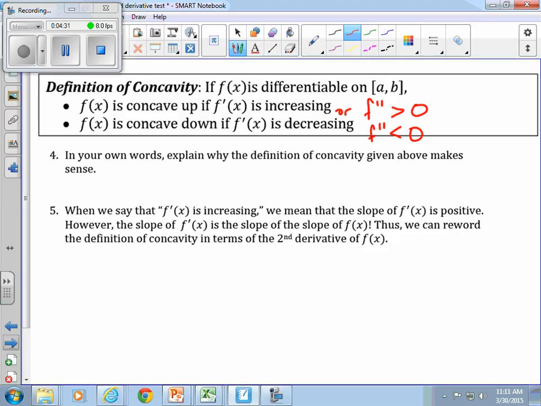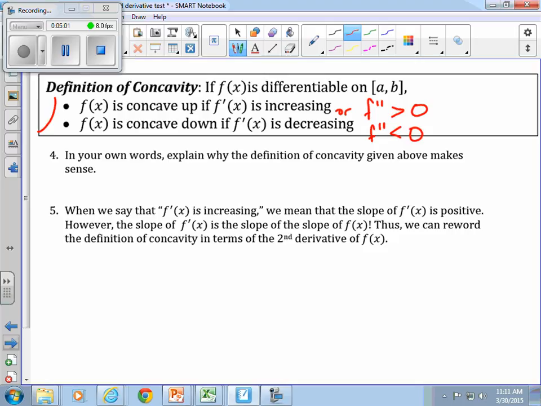Yeah, for example, like an exponential function, right? On an exponential, your slope is always increasing, so it creates that concave up shape, right? If your slope is decreasing, like a square root function or something, it creates a concave down shape. When we say that f prime is increasing, we mean that the slope of f prime is positive.